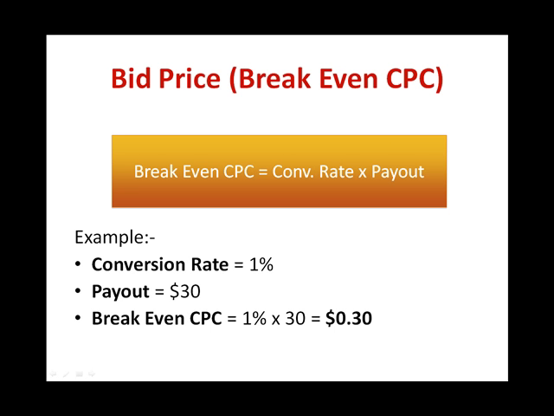Next is to calculate your break-even CPC. The formula is conversion rate times payout. So once you've determined your conversion rate, all you have to do is multiply it by your commission payout, and that will be your break-even CPC. For this example, carrying forward your conversion rate of 1%, and say your commission payout for the product you're going to market is $30, then the break-even CPC would be 1% times $30, which is 30 cents. This means that you can afford to pay up to 30 cents for each cost per click.